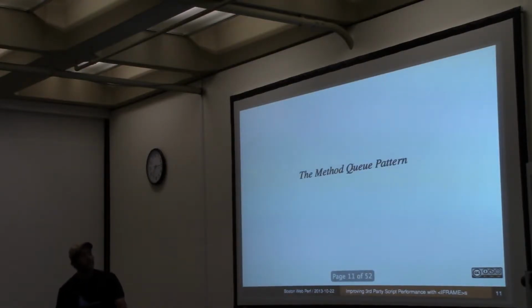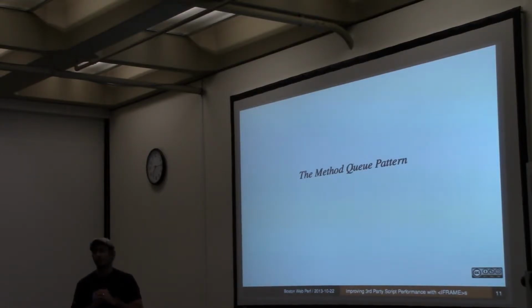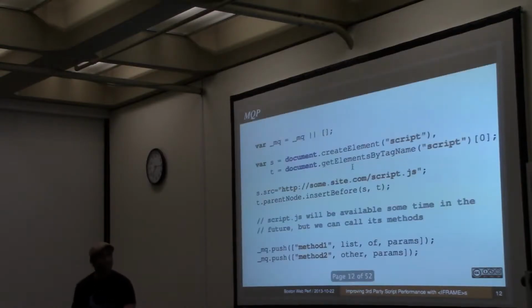So, what many developers came up with several years ago is the method queue pattern. Who uses Google Analytics? Right. Do you know this little array that you define called _gaq? Right. That is essentially the method queue pattern.